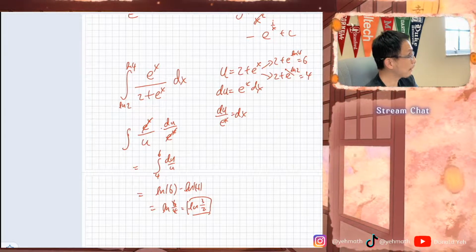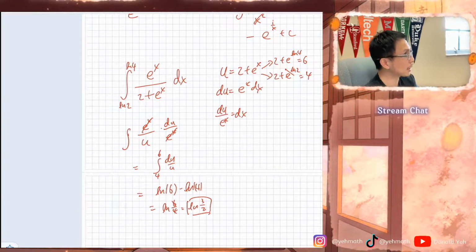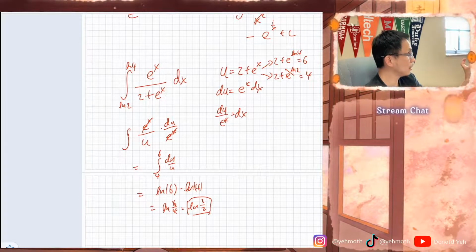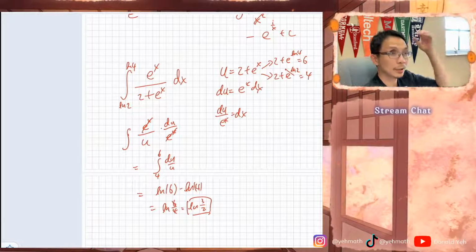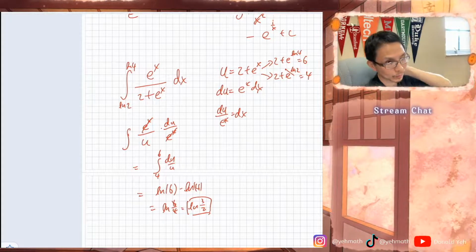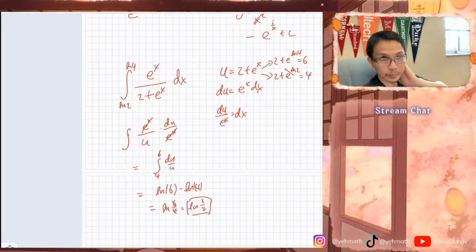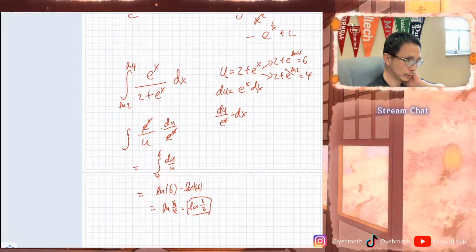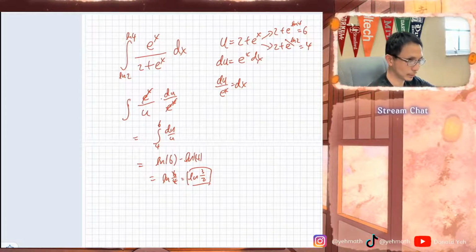What? Do you not do plus C? I don't need a plus C because I'm doing a definite integral. I'm doing definite integrals. Oh, never mind. But like we already did that.